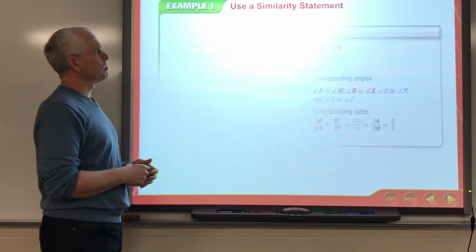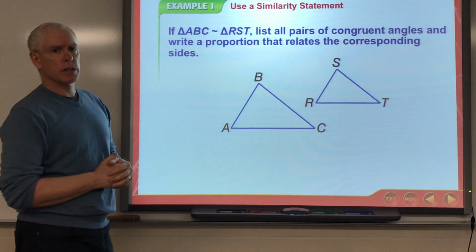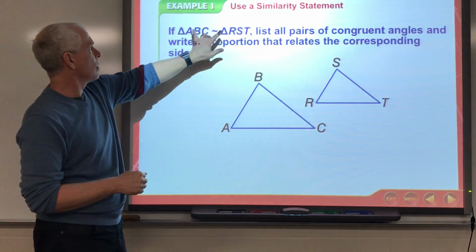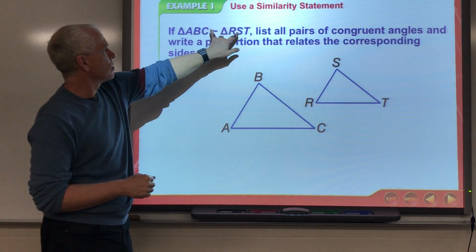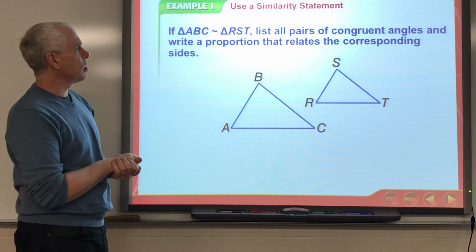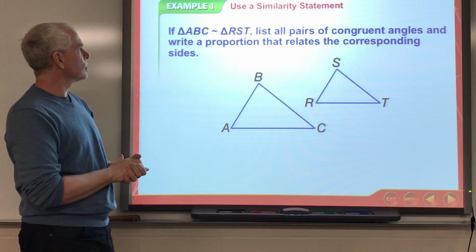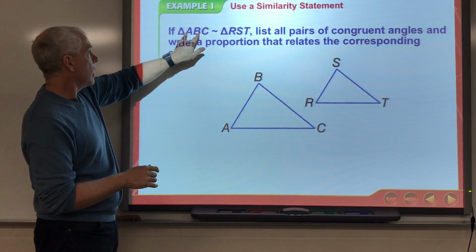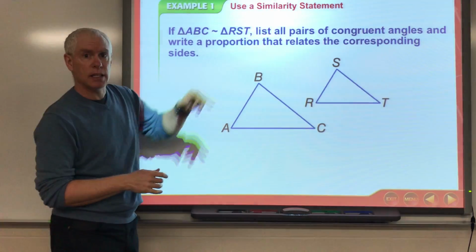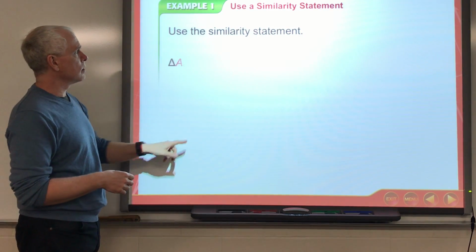This is what this means. So this tells me that the two triangles are similar. Again, we can glean a lot of information just from that statement. I know that angle A is congruent to angle R, B is congruent to S, C is congruent to T, etc. They want us to list the pairs of congruent angles, which we just mentioned, and write a proportion that relates the corresponding sides. So AB over RS has to equal BC over ST, etc. And so that's what they're asking us for. And it's going to be written this way.